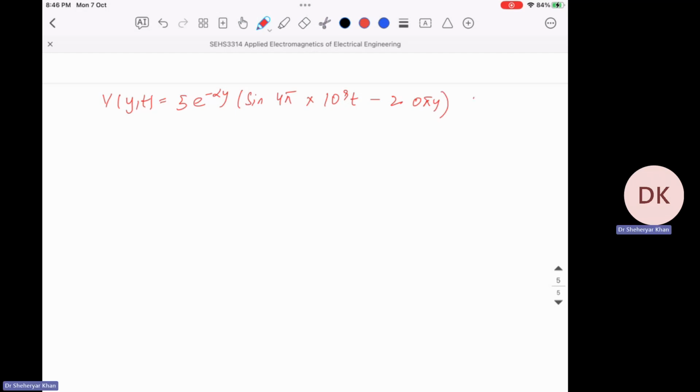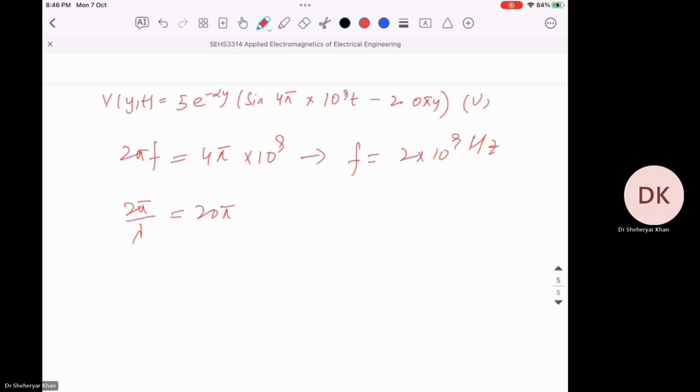20 pi y. The value is in volts. Remember, 2 pi f is equal to 4 pi into 10 raised to the power 9. So this will tell you the frequency, 2 into 10 raised to the power 9 hertz. Secondly, you have 2 pi over lambda equals 20 pi. So this will give you lambda, 0.1 meter.